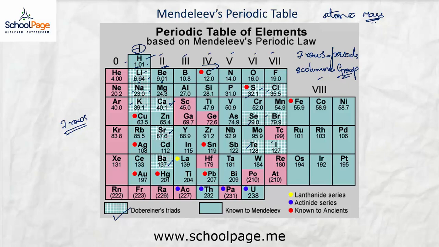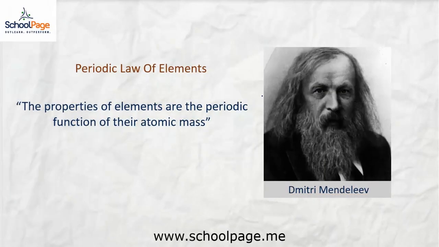Now let's see what the law states. Mendeleev's periodic law states that the properties of elements are a periodic function of their atomic mass. Yes, we did observe that in his periodic table. The properties of the elements in the same group were similar. This is the basis of the periodic classification of elements. There are more things to learn from the periodic table of Mendeleev.